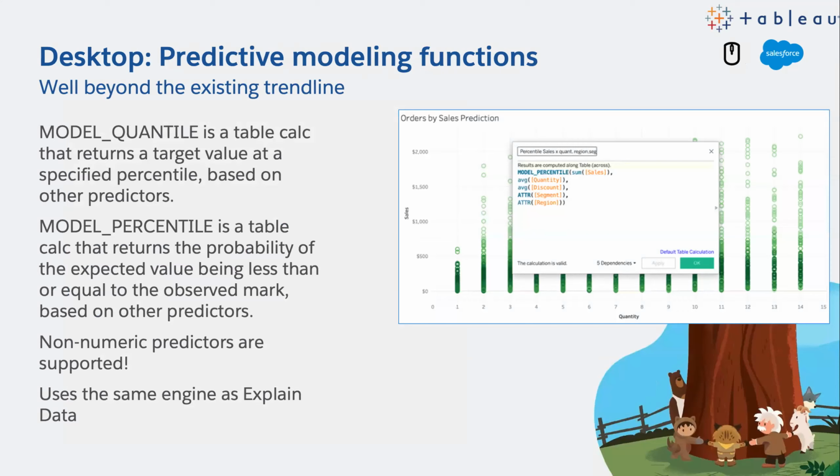Next, in the predictive space, this is also very cool. We have two new functions called model quantile and model percentile. And it's using the same engine as explaining data. And you can see here in that screenshot, we're creating a predictive calculation based on the average quantity, discount, segment, and region. And these are now available to you as well in 2020.3.